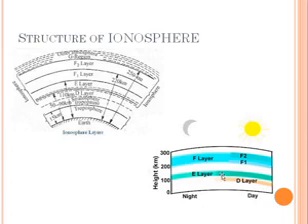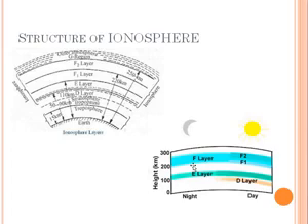We can see that the layers are different in daytime and nighttime. There are mainly 4 layers in the daytime. Starting from below, the D layer, E layer, F1 and F2. And in the night, there is the E layer and the F layer. So, there are mainly 4 layers during the daytime: D, E, F1 and F2. And 2 layers in the night, that is E and F.